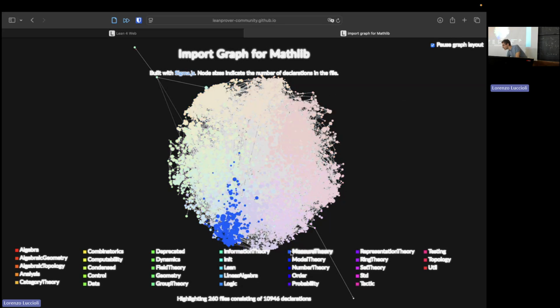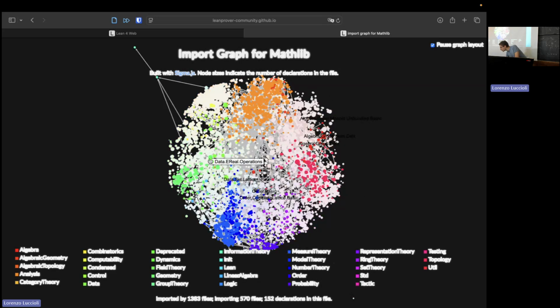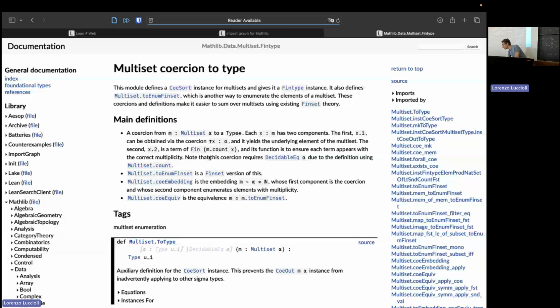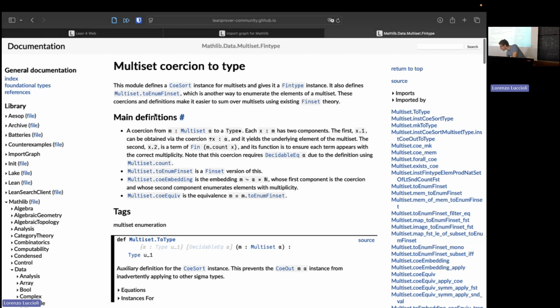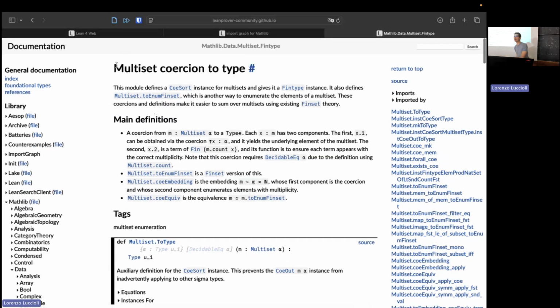You can see measure theory here, so it's quite close, and you can explore how Mathlib is done, and you can even click on single data points to go to the page. Now, I just click on a random point here, and it brought me to the multiset coercion to type. So there is some code about this thing, which is about some multiset. We don't need to understand what's written here now. But basically, everything that's in Mathlib is searchable through this documentation.